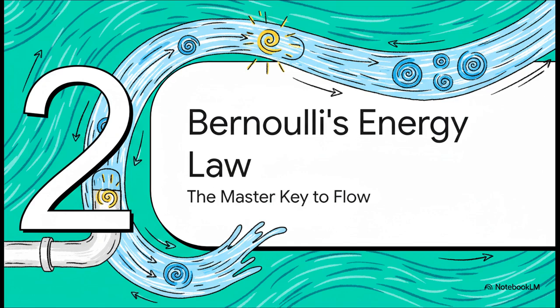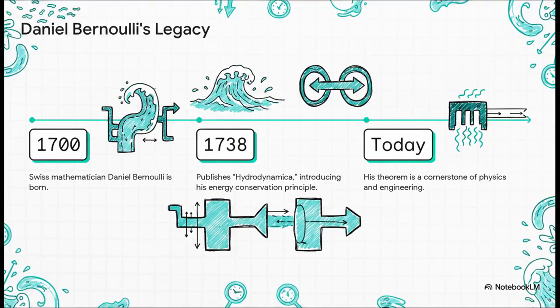Okay, so we've got our definitions down. Now it's time to meet the real star of the show. This next part, this is the central idea, the master key that unlocks pretty much everything we need to know about why fluids move the way they do. And our hero's name is Daniel Bernoulli, a Swiss mathematician. So back in 1738, he publishes this groundbreaking book, Hydrodynamica. And in it, he lays out a principle that was just so elegant, so profound, that it's still a cornerstone of physics and engineering today. We're talking almost 300 years later. That's some serious staying power.